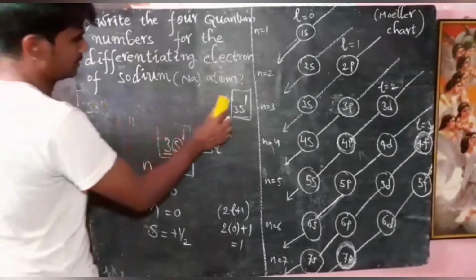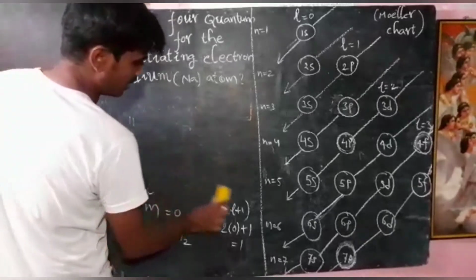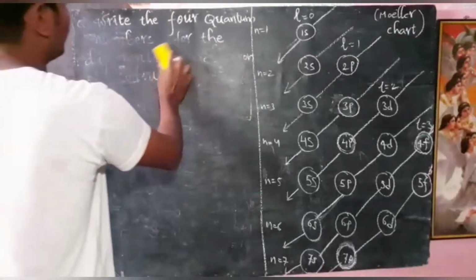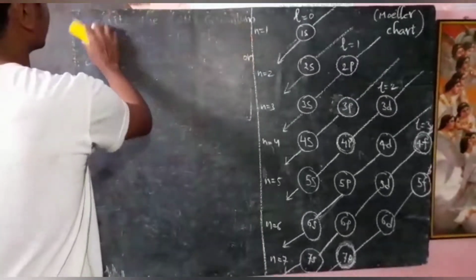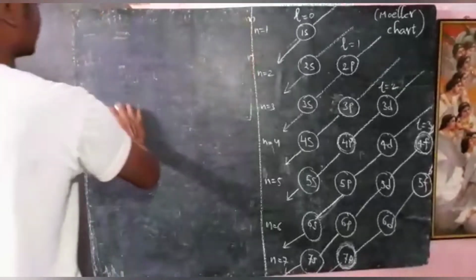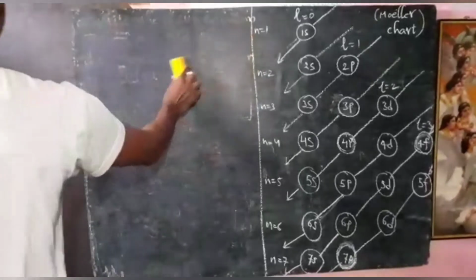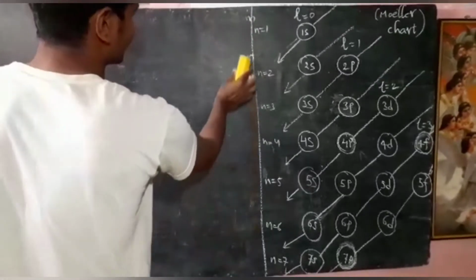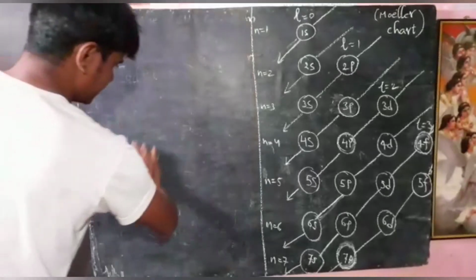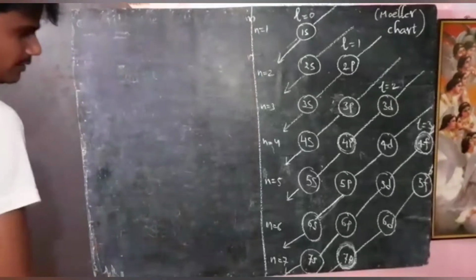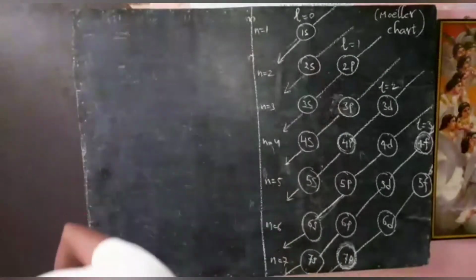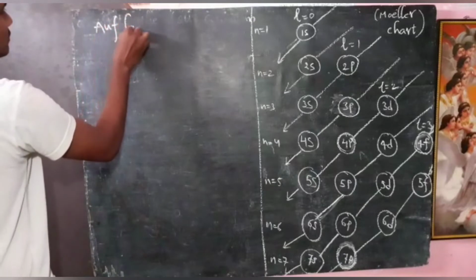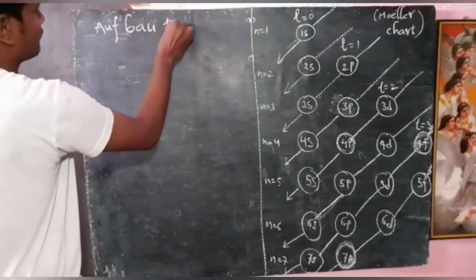Okay. Next we are going to discuss the Aufbau principle. Aufbau principle, Hund's rule, and next, Pauli's exclusion principle. These are the three important definitions in atomic structure. See here, Aufbau principle.